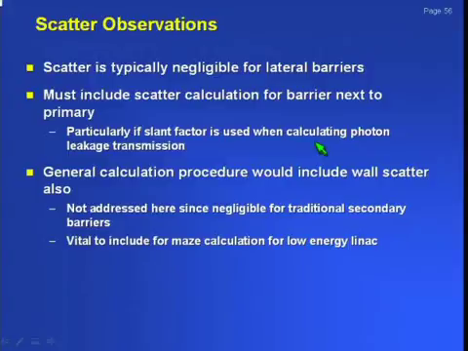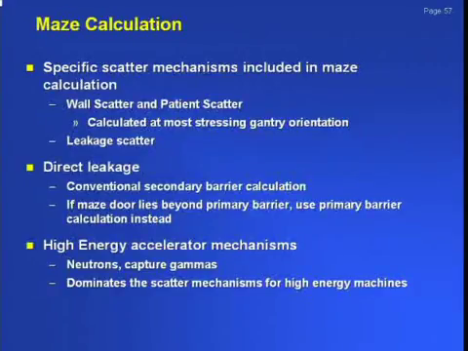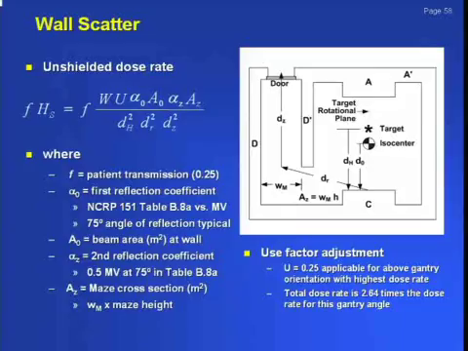Your scatter obligation, scatter is typically negligible for your lateral barriers. Maze calculations, I have this in the handout. I know we're going to run out of time. It is straight out of NCRP 151 and Pat McGinley. But to reiterate, you're doing calculations for wall scatter, patient scatter, leakage scatter, direct leakage, and if you have a high energy room, you're going to have to do the neutron calculations and your capture gamma calculations.